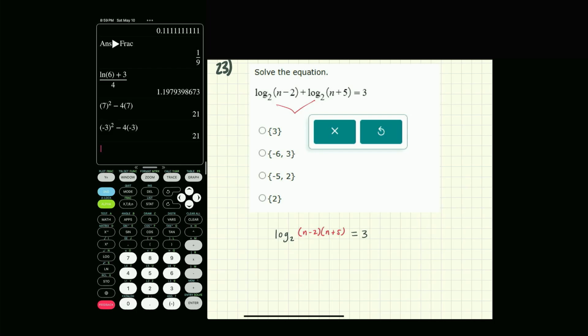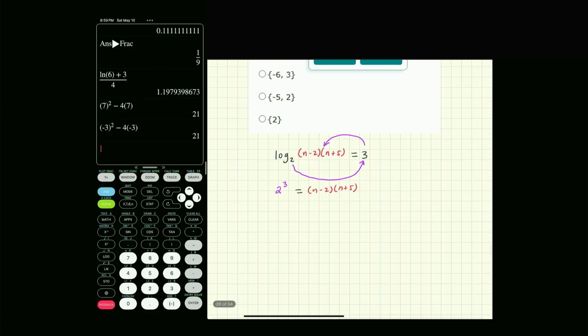Now we've got a golden setup: one single log equal to a number. We just need to remember the base of the logarithm raised to this exponent equals the stuff inside the logarithm. So we know 2 to the third power equals n minus 2 times n plus 5. And now it's a quadratic, so we can start solving this. 2 to the third is 8.